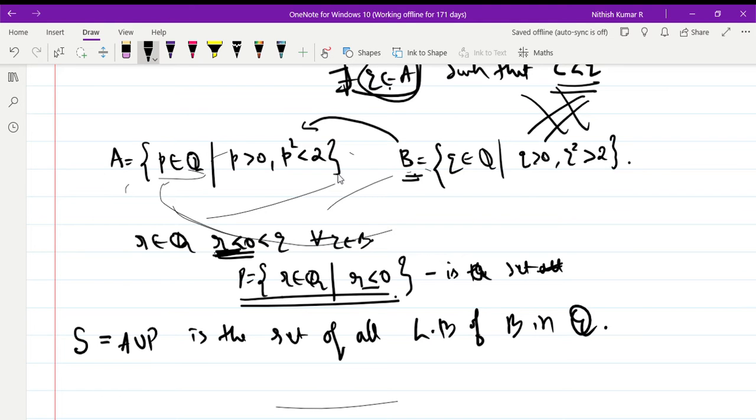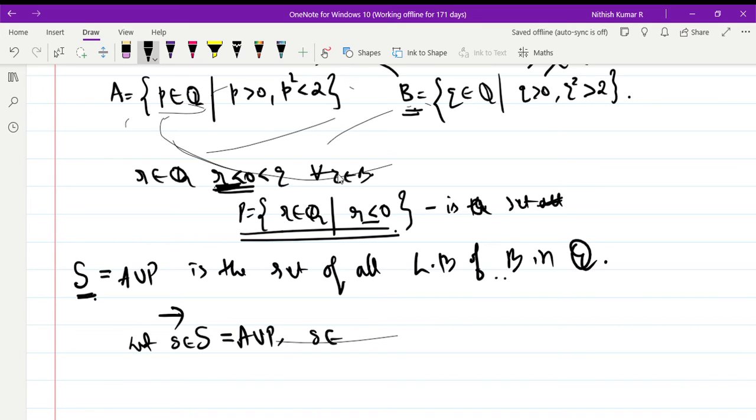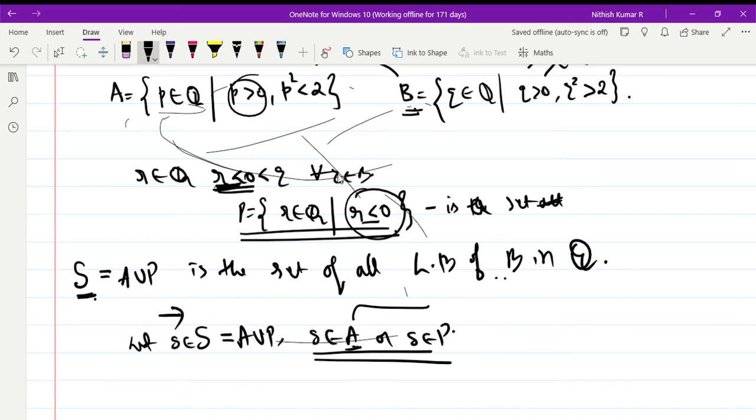Now to show, as we did in the previous case, that this set S is the set of all lower bounds, we need to show that every element of S is a lower bound of B, and any lower bound of B is an element of S. Now take an element s of S. Since S is equal to A union P, s is in A or s is in P. Now s cannot be in both, because any element in A is greater than 0 and any element in P is less than or equal to 0.